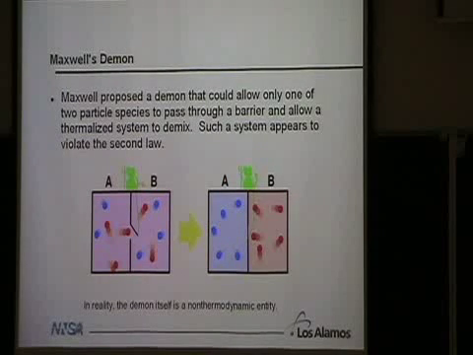Now, of course, Maxwell's Demon is a case where Maxwell proposed that you could have a system which has got mixed species of A and B with a little door in between. And if you have a demon that watches the door, it'll open the door whenever a red particle is approaching to the right, or a blue particle is approaching to the left, and otherwise it'll close the door.